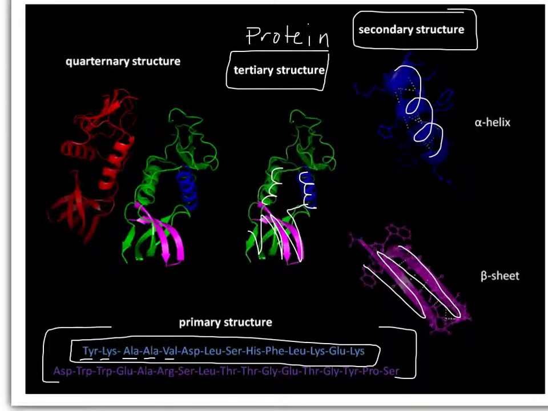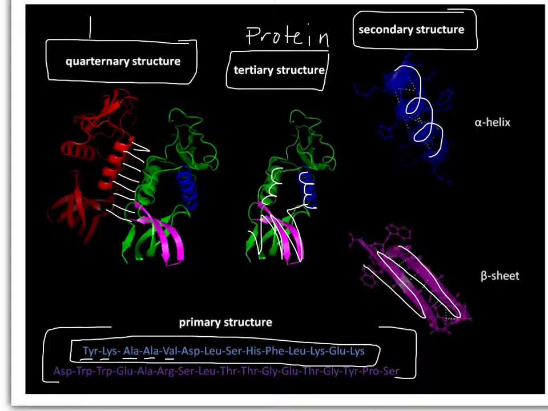And then finally, 2 tertiary subunits can start to bond together. 3 tertiary structures or subunits could, 4 tertiary subunits could. When 2 or more get together, basically we call that quaternary structure of a protein.